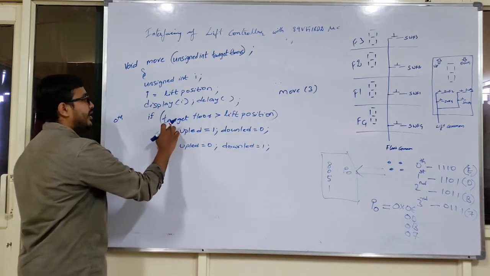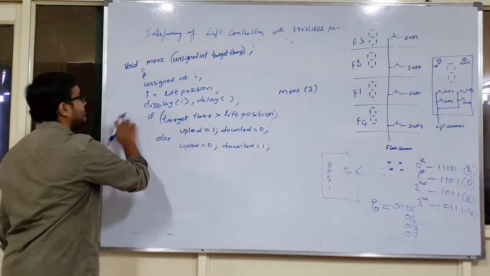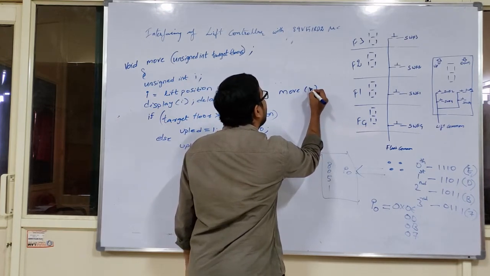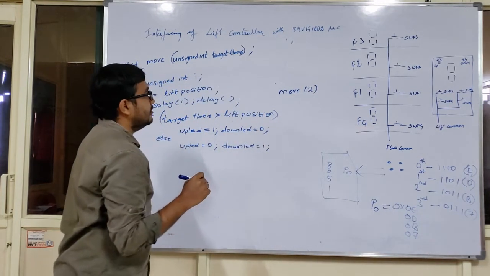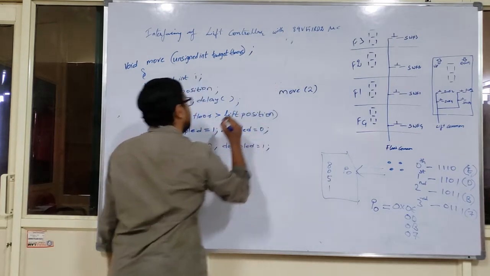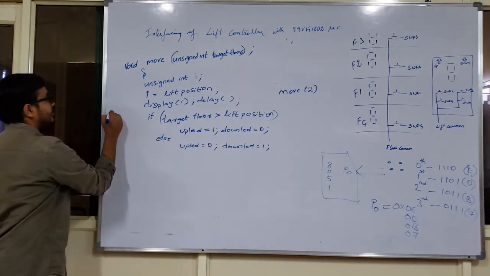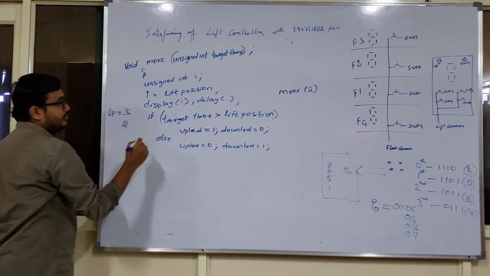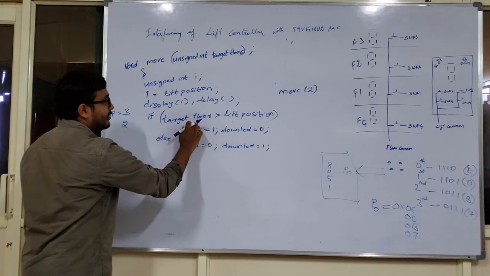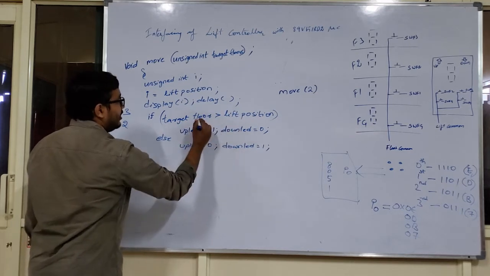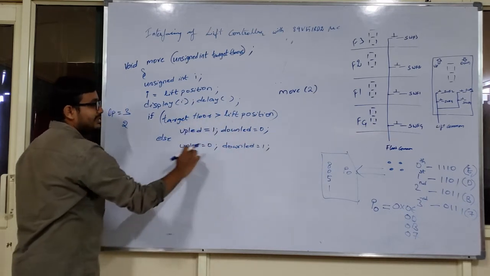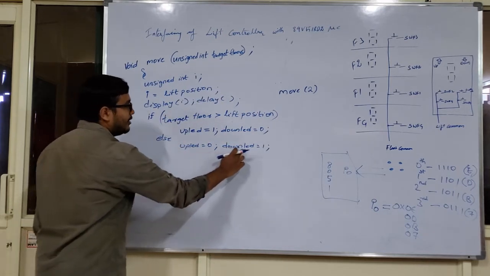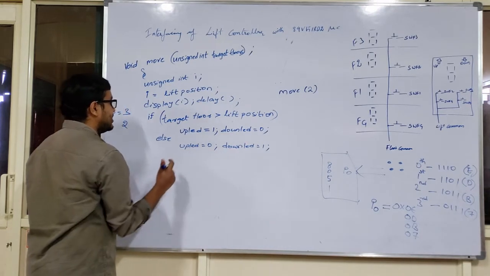Why? Because for suppose, if my target floor, instead of move of 3, I have received move of 2, and the lift position is in the third floor, and I want to move to second floor. So second floor is my target floor and lift position is 3. That means this condition fails, and the else condition will be executed. From third floor my lift has to move to second floor, hence down LED will be equal to 1, up LED is equal to 0.